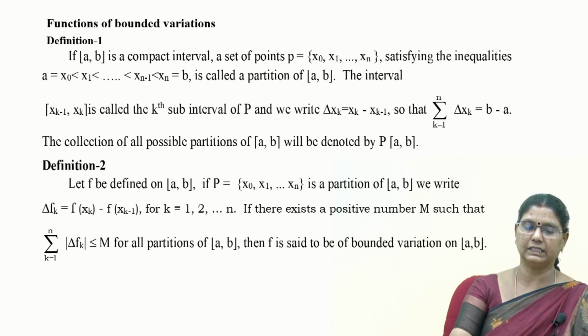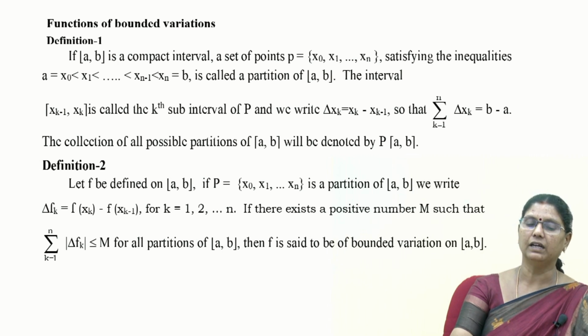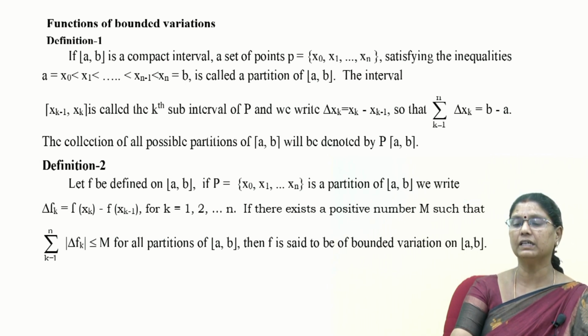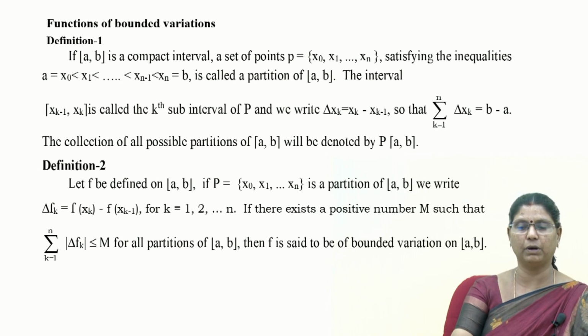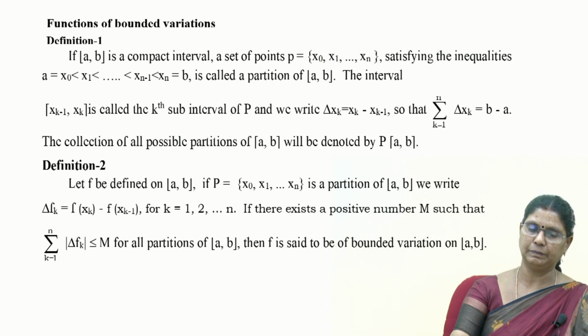The interval [xk-1, xk] is called the kth subinterval of P, and we write delta xk equal to xk minus xk-1, so that the summation of delta xk is nothing but b minus a. The collection of all possible partitions of the closed interval [a, b] we denote by P[a, b]. So P[a, b] denotes the set of all possible partitions of the given interval.